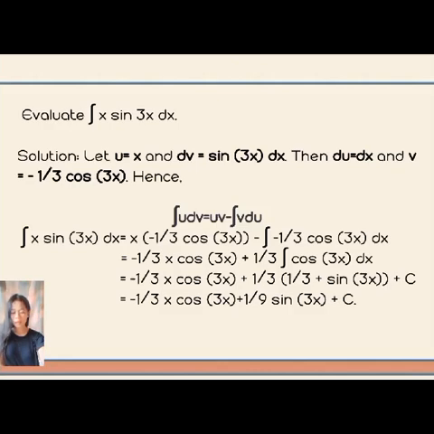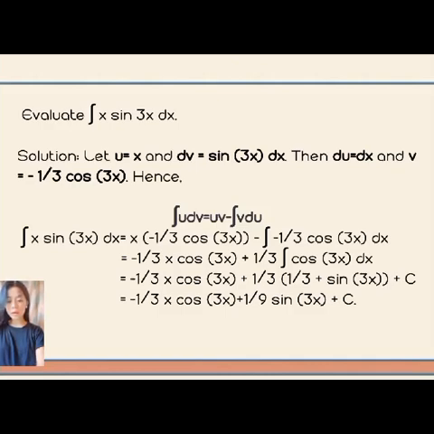So we need to know what u and dv are. What we're gonna do is make u equal to x, so that means that du is gonna be the derivative of x, which is 1 times dx or simply dx. Now, dv is going to be sine 3x dx. So if we integrate both sides, the integral of dv will give us v, and the integral of sine 3x dx will be negative 1/3 cos 3x. Now that we have this, we can use the right side of this equation. So let's go ahead and plug everything in.